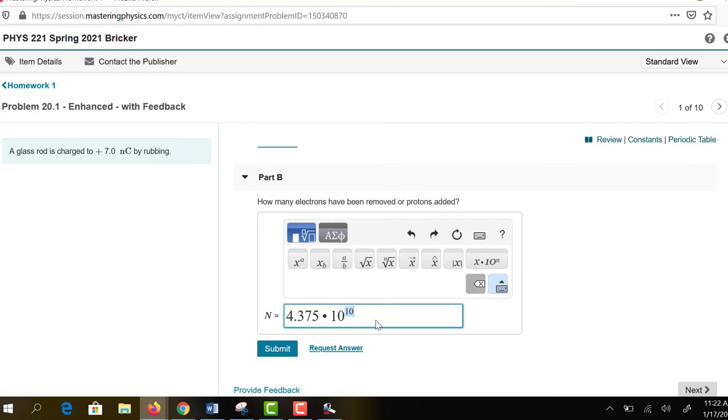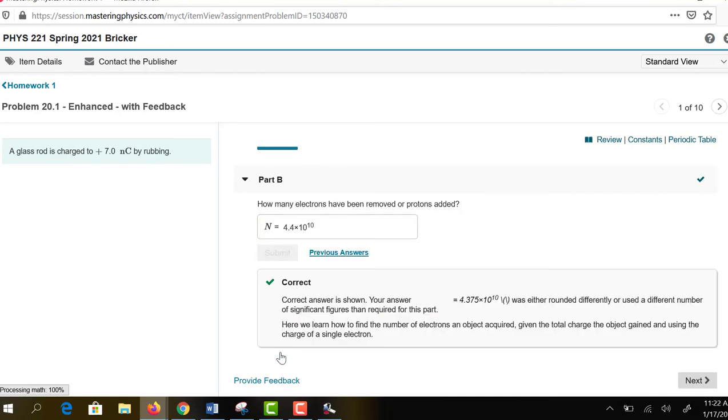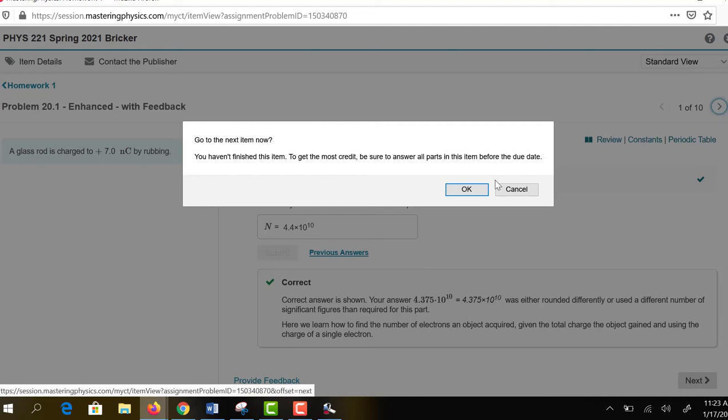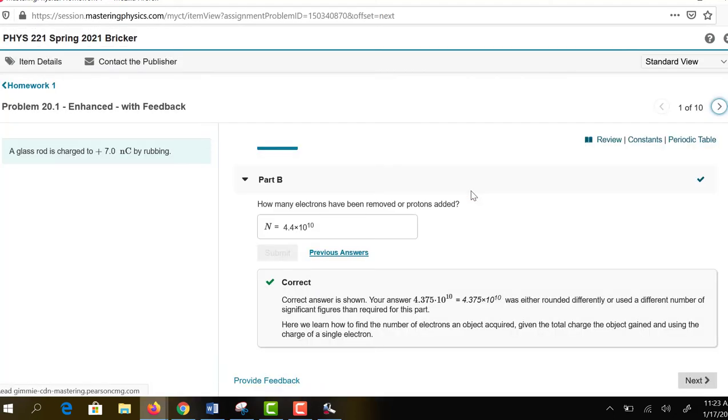So remember, you can't use an X here for times. On my computer you use shift 8, which is the star symbol, and then times 10, and then the upward caret gives me the exponent. If you ever forget that, you could hit this button here, and it'll give you the keyboard shortcuts. And then I could hit submit. And correct. Okay. Very good. Let's take a look at the next one. I haven't finished that one because I didn't complete part A.